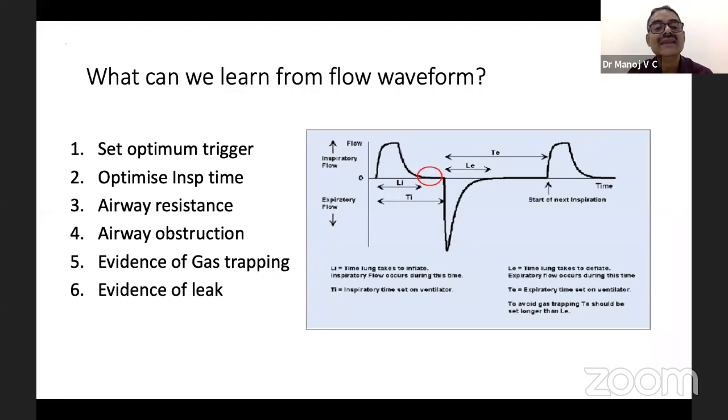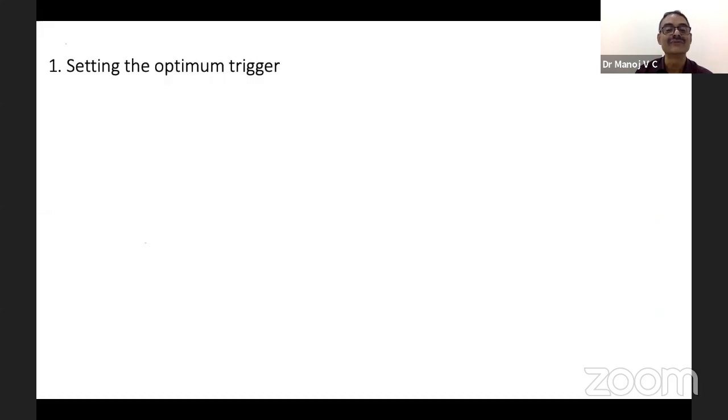So what can we learn from a flow waveform? You can learn various things. I have just given the gist of 6 important things. It can set the optimum trigger. It can optimize your inspiratory time. It can tell whether the airway resistance is good or bad. It can tell when the airway is getting obstructed with secretions. It can tell us whether there is evidence of gas trapping, and it can also tell us whether there is evidence of leak. So let's see all these one by one.